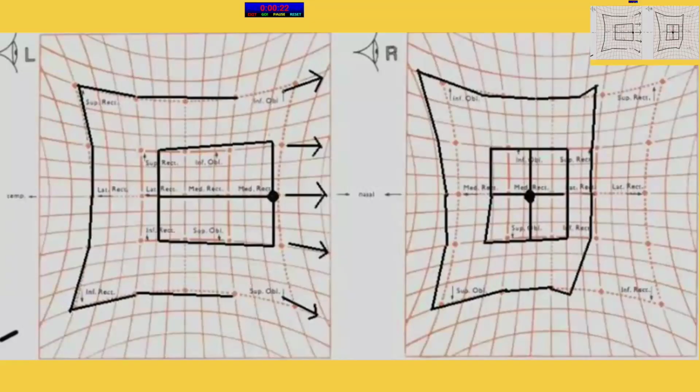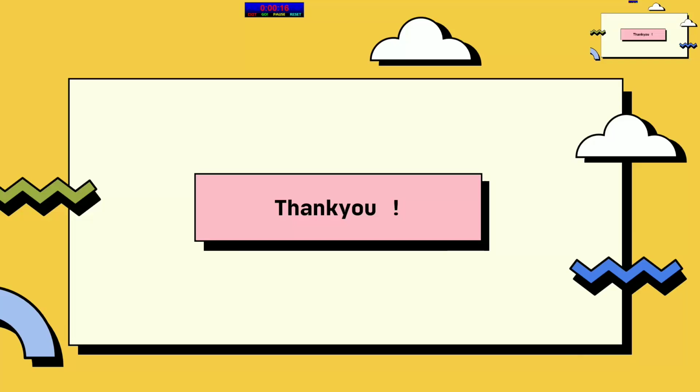So that's all for today's lesson on Hess chart. Now we can go back and jam to Diljit Dosanjh all we want. Thank you. Thank you so much. Nice.